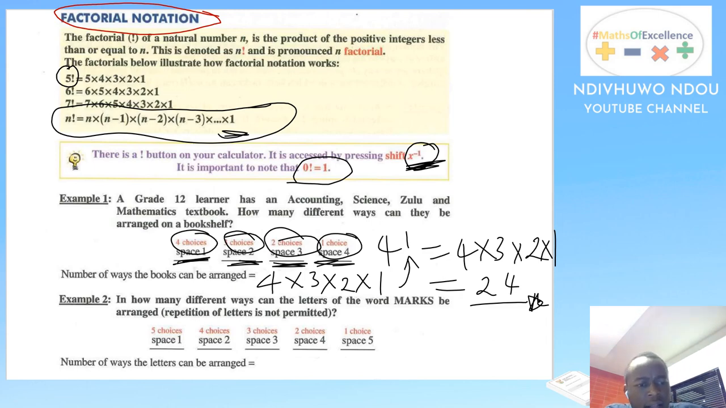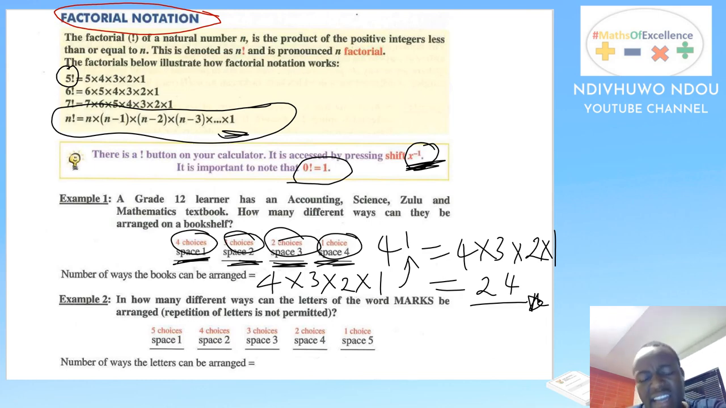Okay, let us look at example 2. In how many different ways can the letters of the word MARKS be arranged? A repetition of the letters is not permitted, right? So they're saying a repetition of the letters is not allowed. It means if you use a letter, you don't have to use it again because you don't have to repeat. Repetition of the letters is not permitted. Okay, let us look at the letters of the word MARKS.